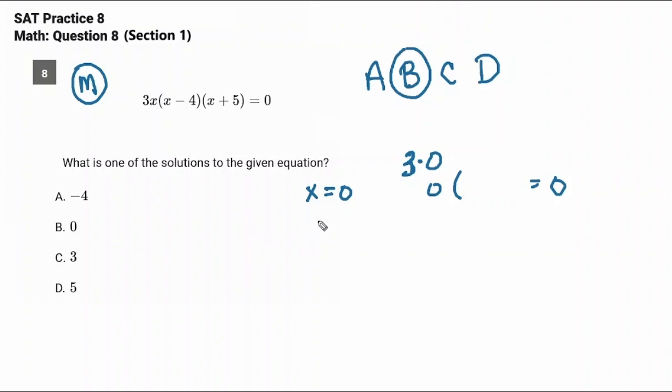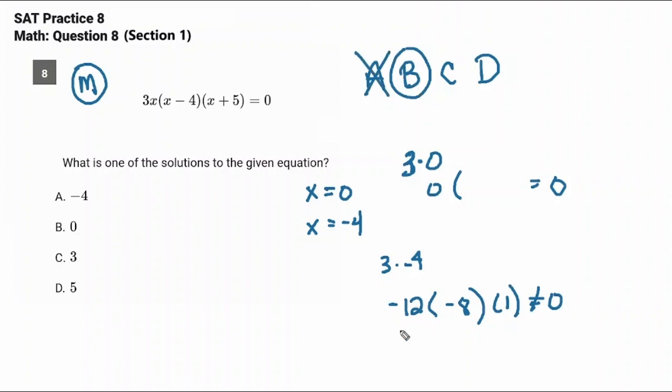I know, you're a skeptic. So if we try answer choice A, that's x equals negative 4. 3 times negative 4, that's negative 12. Times negative 4 minus 4, that's negative 8. Times negative 4 plus 5, that's 1. That ain't going to be 0. So that's gone. Let's try answer choice C, 3.